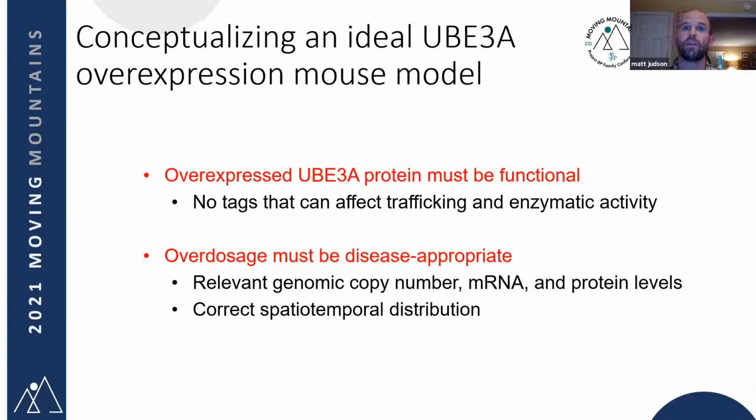From the outset, we wanted to maximize the utility of our UBE3A overexpression models. First, we wanted to ensure that the overexpressed protein would be functional, as it presumably is in the bodies of individuals with Dup15q syndrome. This means not attaching anything extra to it that might affect where the UBE3A protein travels within a neuron and how it might work whenever it gets there. And second, we wanted to recapitulate disease-appropriate overexpression. This means making a mouse model with exactly 1 or 2 extra copies of UBE3A, akin to what's most commonly observed in interstitial Dup15q or IDIC15 cases, respectively. It also means ensuring that the mRNA and protein expressed from these extra copies goes to the right places in the brain at the right time.